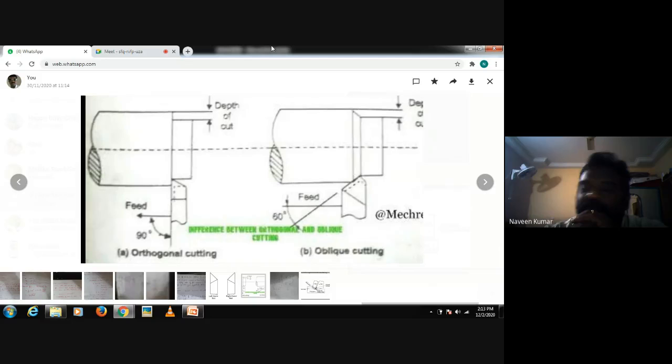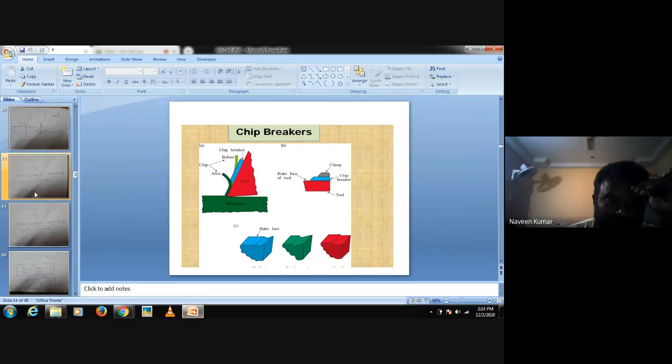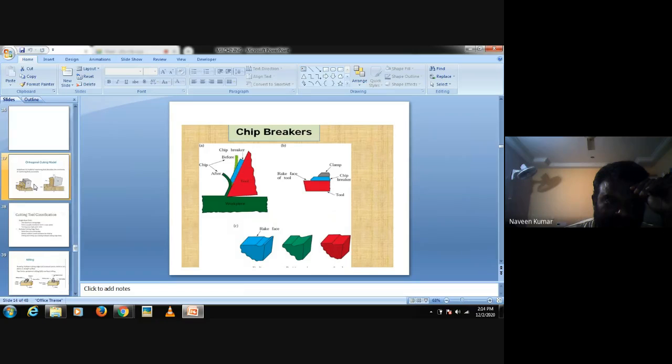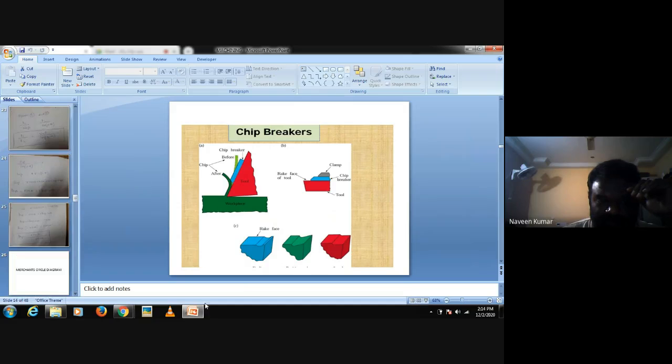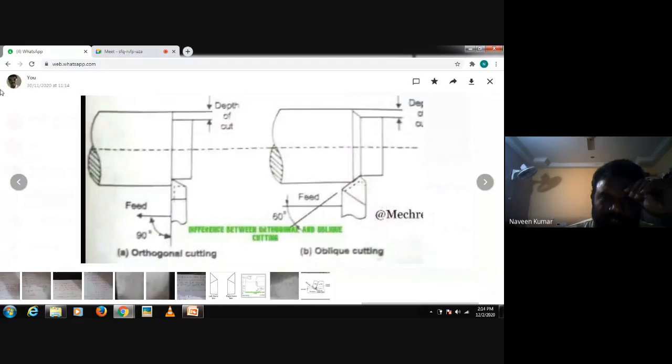Next, put subheading: methods of metal cutting. Now look at the screen.